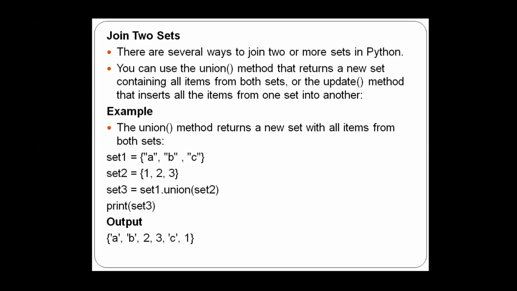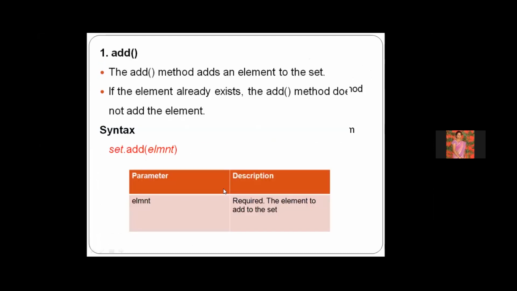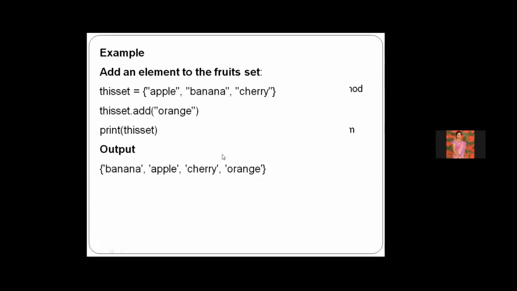And now, as I told you, sets are mainly used for the purpose of mathematical operations, right? So now when you have to join two sets, you can use your union method. So it says that set 3 is equal to set 1 dot union of set 2. As I told you, it can be added in any way. So now what are the methods of your set?